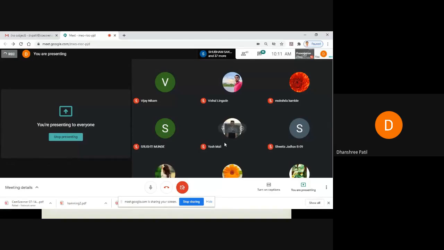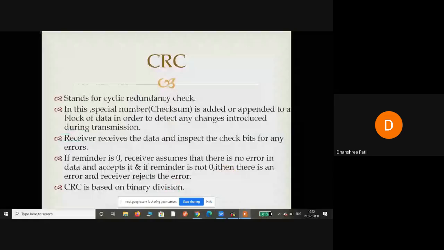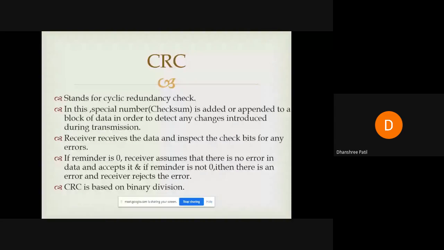Understood. Whatever part we have seen in the last lecture regarding the CRC, has everyone understood it, or should I repeat it again?